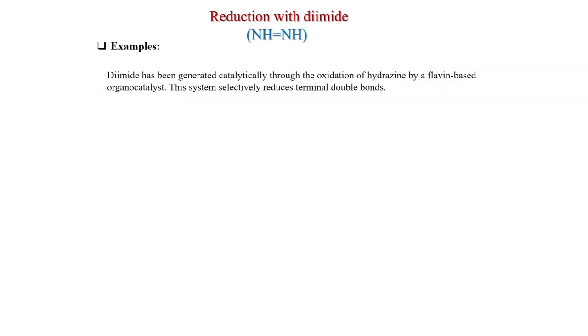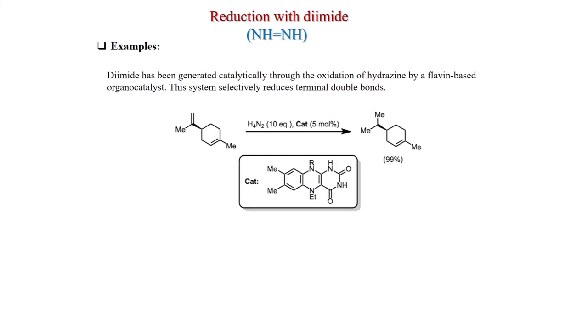Diimide has been generated catalytically through the oxidation of hydrogen by a flavin based organocatalyst. This system selectively reduces the terminal double bonds. Here you can see this is internal, this is terminal, and only this group is getting reduced, with this catalyst and 10 equivalents of hydrogen. So, the catalyst regenerates the diimide. That helps the oxidation of hydrogen to the diimide, and then the reduction happens.